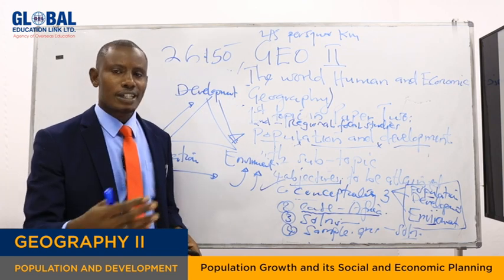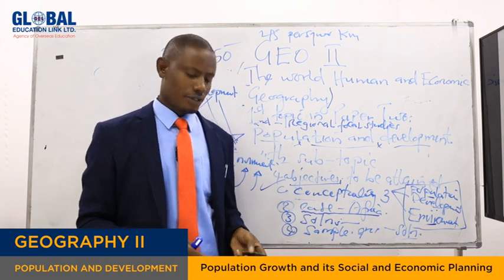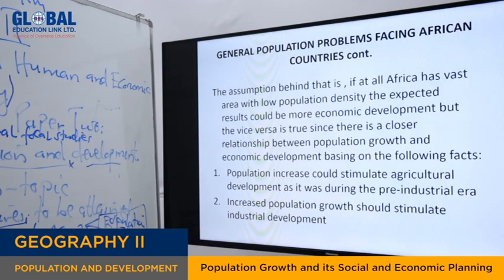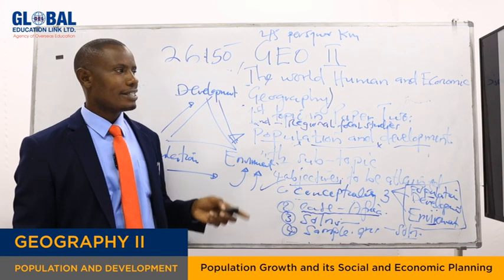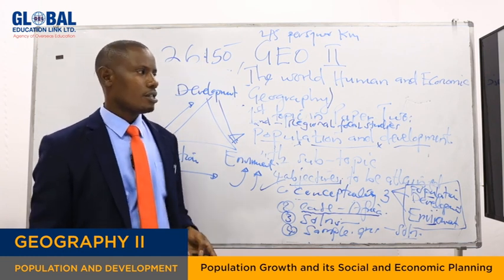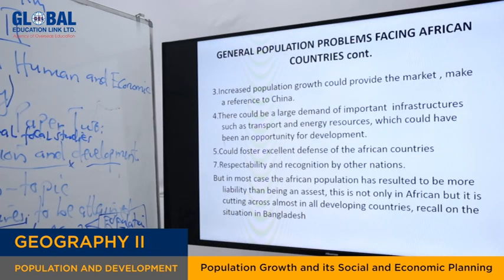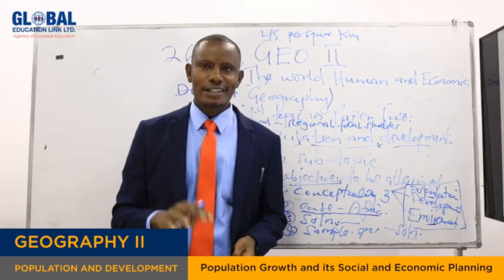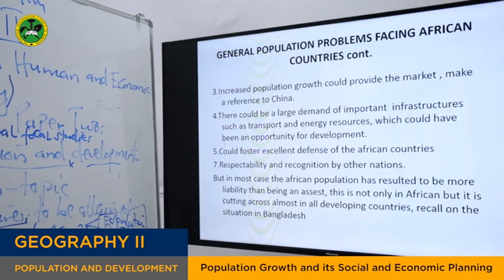Then we can recall where we used to have the population which was working on agricultural activities. But another assumption is that increased population growth could stimulate industrial development, because you are assured of the market. But again, we could also assume that increased population growth could provide the market. You can just make a reference to China. But again, that's the fourth assumption, that there could be a large demand for important services. For instance, we are talking about transport and energy resources, which could have been an opportunity for development. But the vice versa is true. We have low population density, but still we are suffering a lot with population problems.